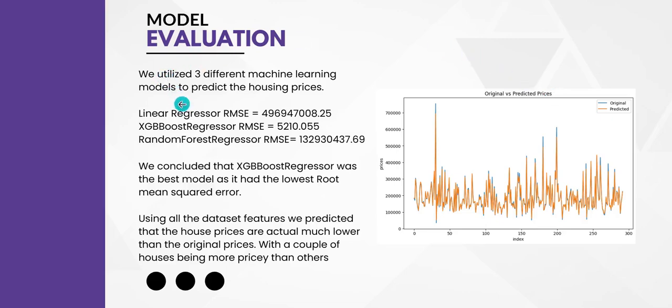Now, the 3 machine learning models that I applied were, first, linear regressor, right? And the root mean squared error is this value. Then we applied XGBoost regressor. Here is its root mean squared error. It had the highest accuracy. And finally, we applied random forest regressor, right? Finally, we can see a graph that was made using the machine learning models. In the orange line, we can see that the predicted values were actually lower than the original values, right?